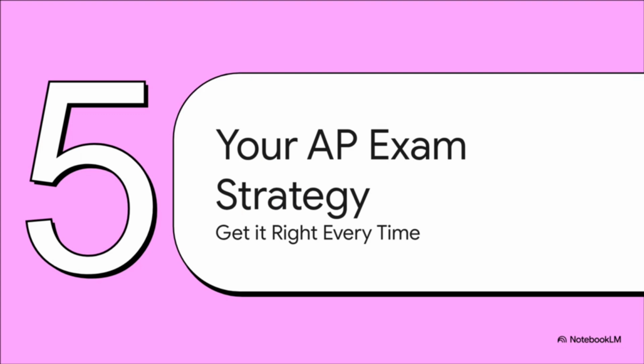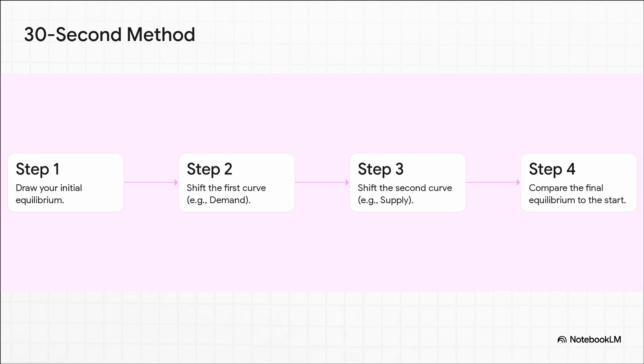So let's nail this down. I'm going to give you a concrete, step-by-step strategy that you can bust out on exam day to get these questions right every single time. Okay, here it is, your 30-second exam method. Step 1. Just sketch out a quick supply and demand graph. Label your starting point E1. Step 2. Shift the first curve. Let's say it's demand. Just draw the new line. Step 3. Shift the second curve. Now draw the new supply line. And finally, Step 4. Just look at what you drew. Compare your new endpoint to your starting point. You'll literally see with your own eyes which variable definitely changed and which one is, well, all over the place.